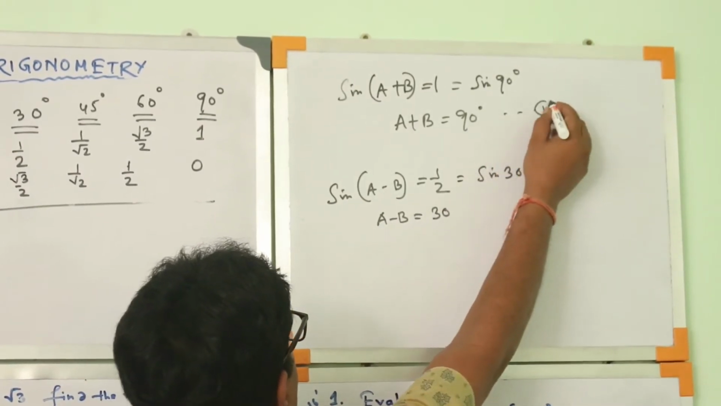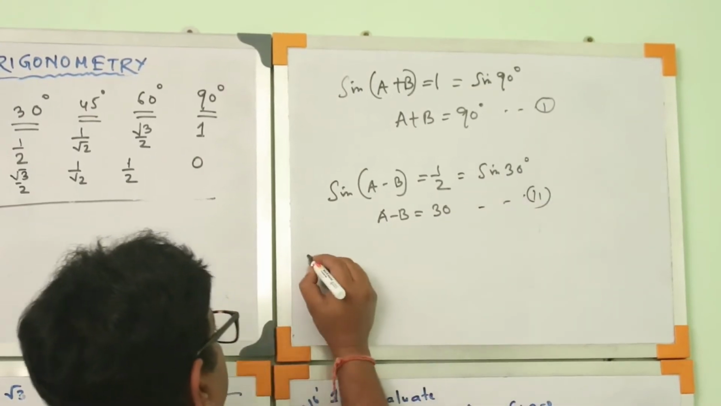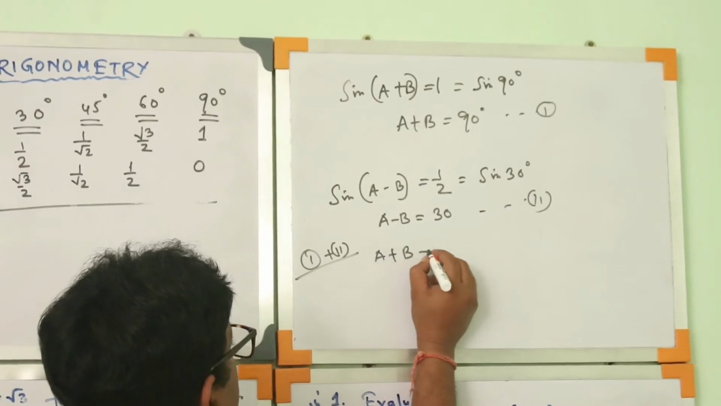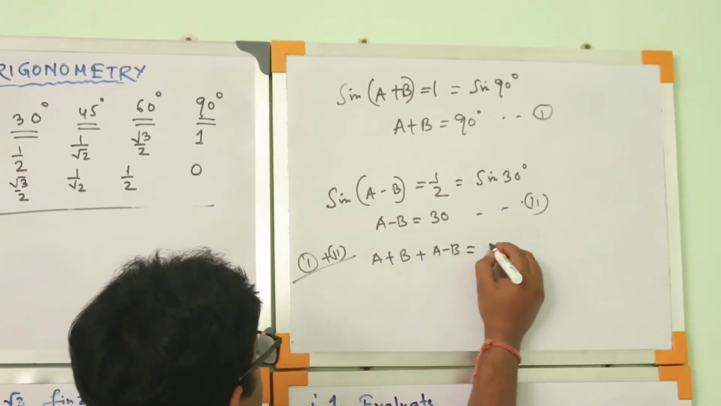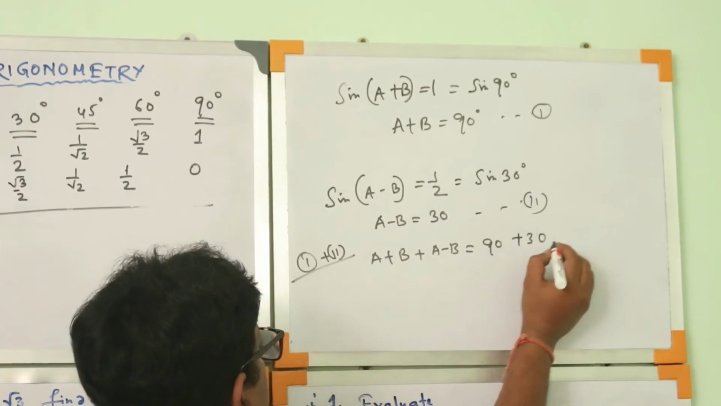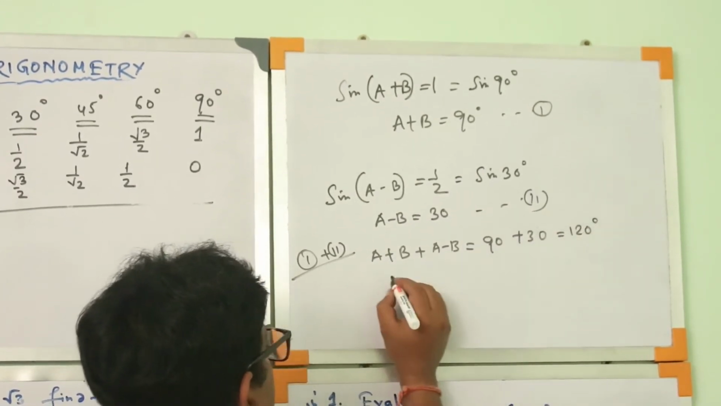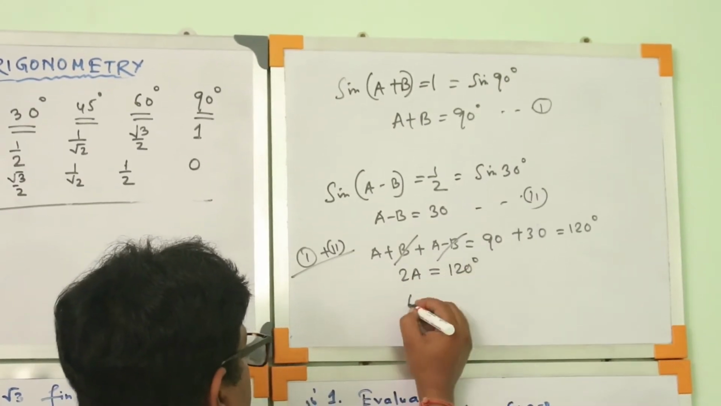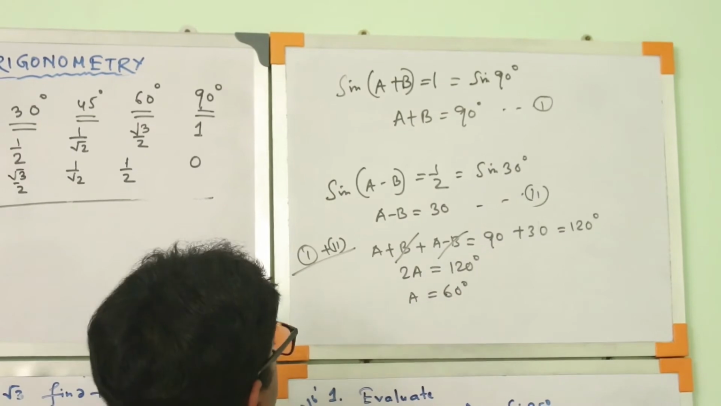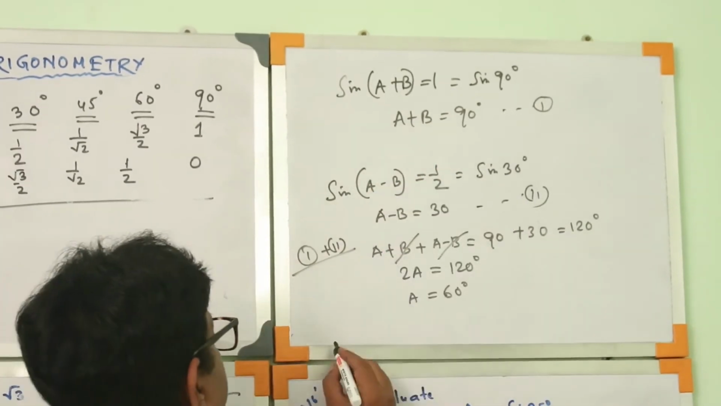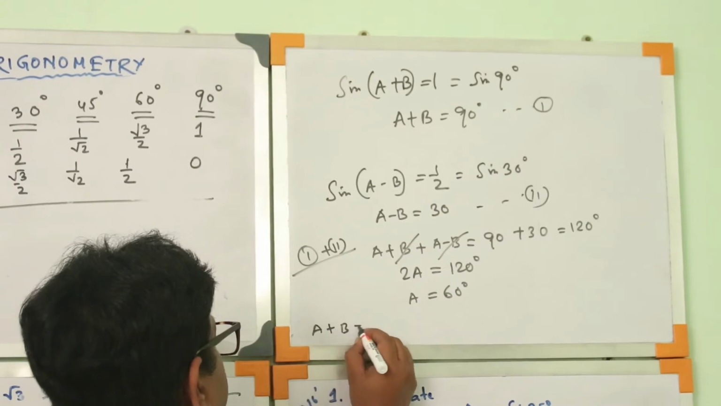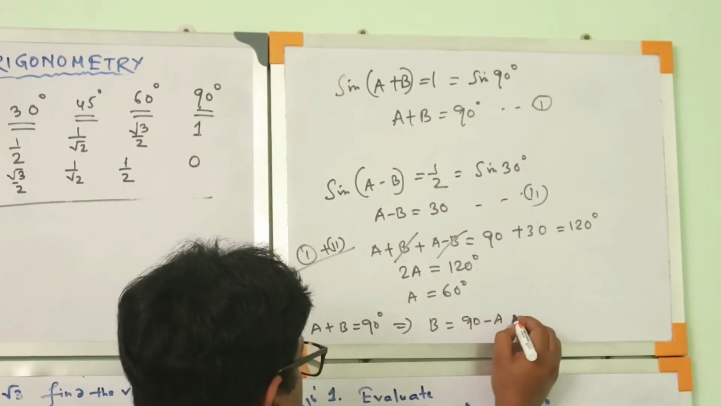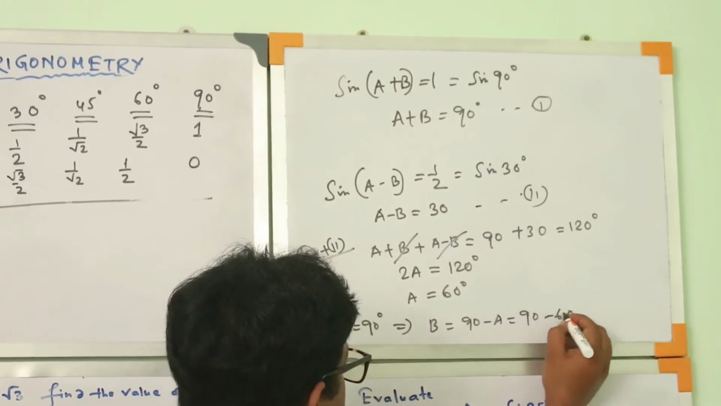So this is equation 1 and this is equation 2. Adding equations 1 and 2, we will get A plus B plus A minus B equal to 90 plus 30. That means 120 degree. So B cancels. Twice A is equal to 120. A is equal to 60 degree. From A plus B is equal to 90, you can get B is equal to 90 minus A. That means 90 minus 60. That means 30 degree.